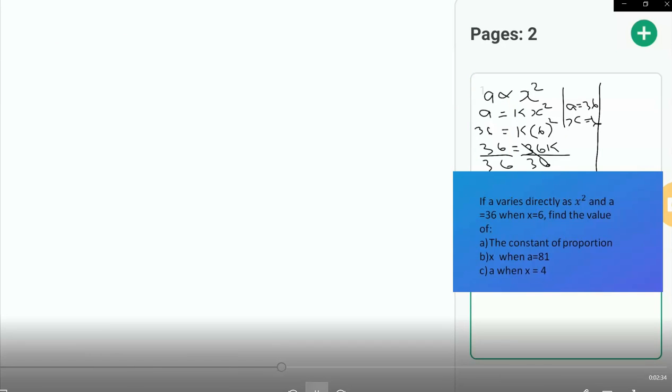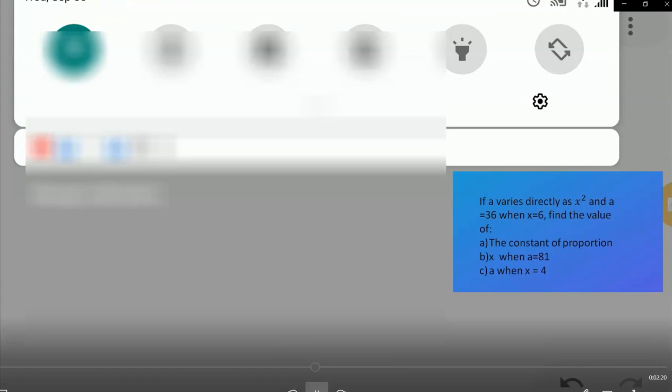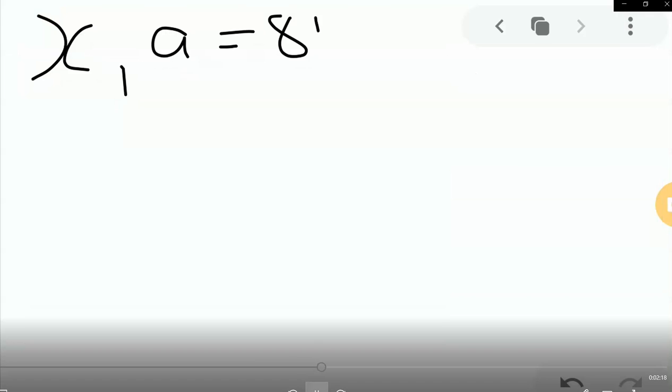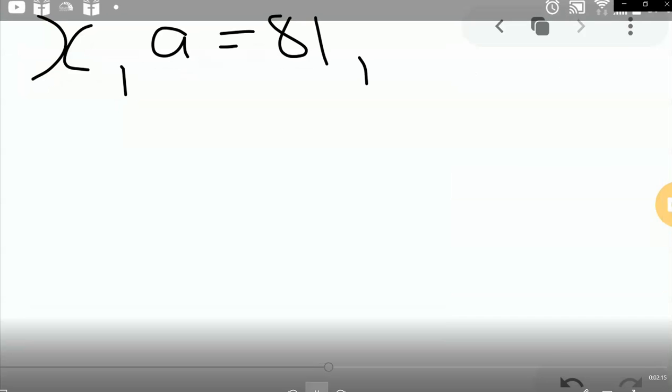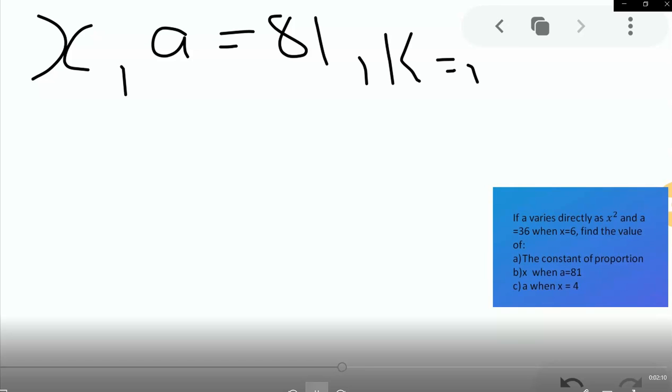The next part of the question says, find x when a is equal to 81. So from the last video, we would have found k to be 1. So substituting, the first thing that we do is write our equation again. So a is equal to kx squared.